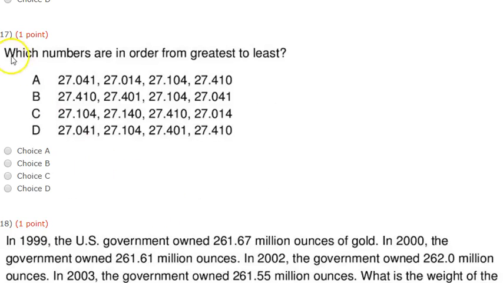Question 17. Order the numbers from greatest to least. Again, which numbers are in order from greatest to least? So you have 27 and 41 thousandths, 27 and 14 thousandths, 27 and 104 thousandths, and 27 and 410 thousandths. Which choice, A, B, C, or D, puts these numbers in order from biggest to least?